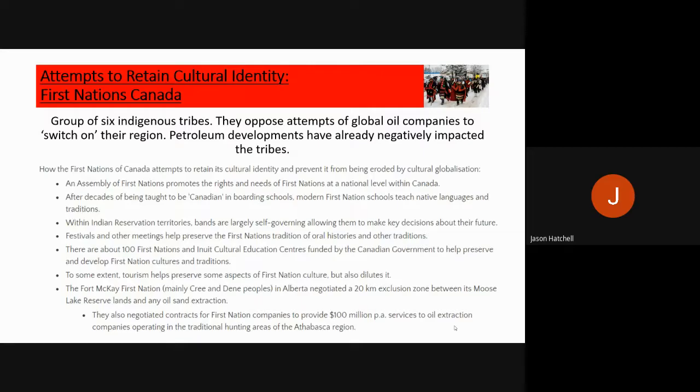We've also seen 100 First Nations and Inuit cultural education centres being funded by the Canadian government to help preserve their traditions and identities. And so these are all examples of how groups can come together to try and fight back against that idea of a global culture and that idea of globalization creating a global culture. So, this is a really good case study in looking at how groups of people can resist a cultural identity change.